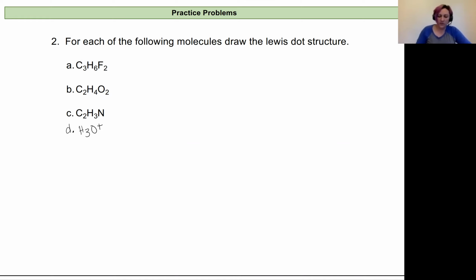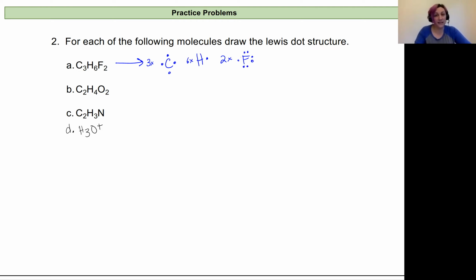So A is going to have 3 carbon. If I can get this working. It's going to have 6 hydrogen. Each of these have 1 valence electron. Each of my carbon have 4 valence electrons. And I'm going to have 2 fluorines. And fluorine is a halogen, so it has 7 valence electrons.